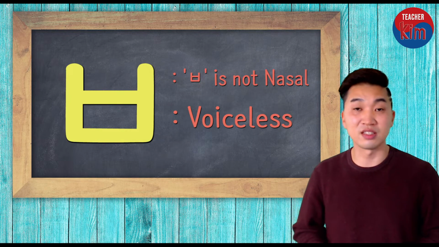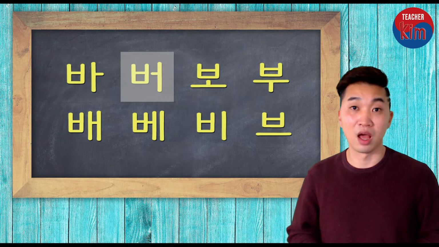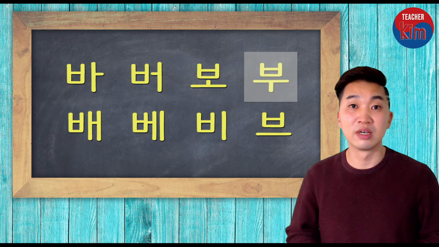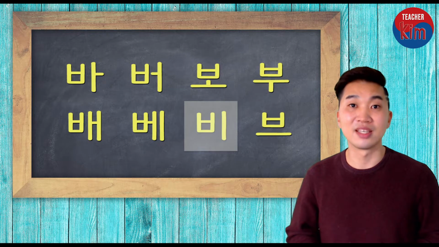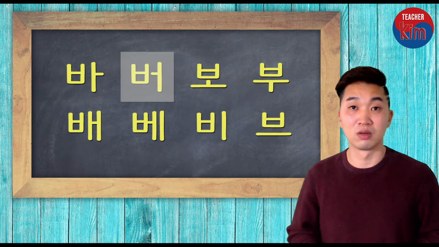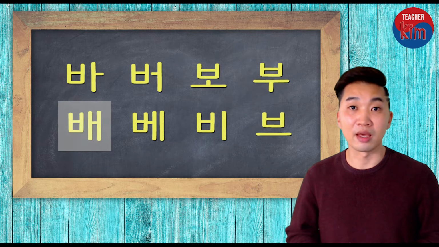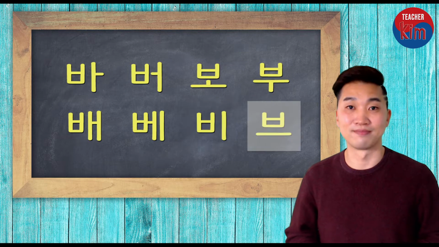Now I'm gonna put this consonant with the basic vowels. Pa, po, po, pu, pe, pe, pi, pu. Again, pa, po, po, pu, pe, pe, pi, pu.